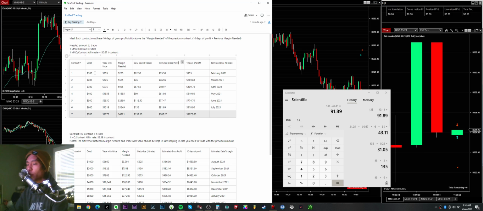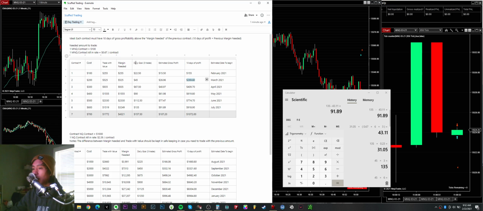So in this case, if our account were to go below 100, then we wouldn't be able to trade, right? So in this case, 525, if we took this many losses of 10 days of profits of loss, we would have to switch back to one contract. So that's all this is.